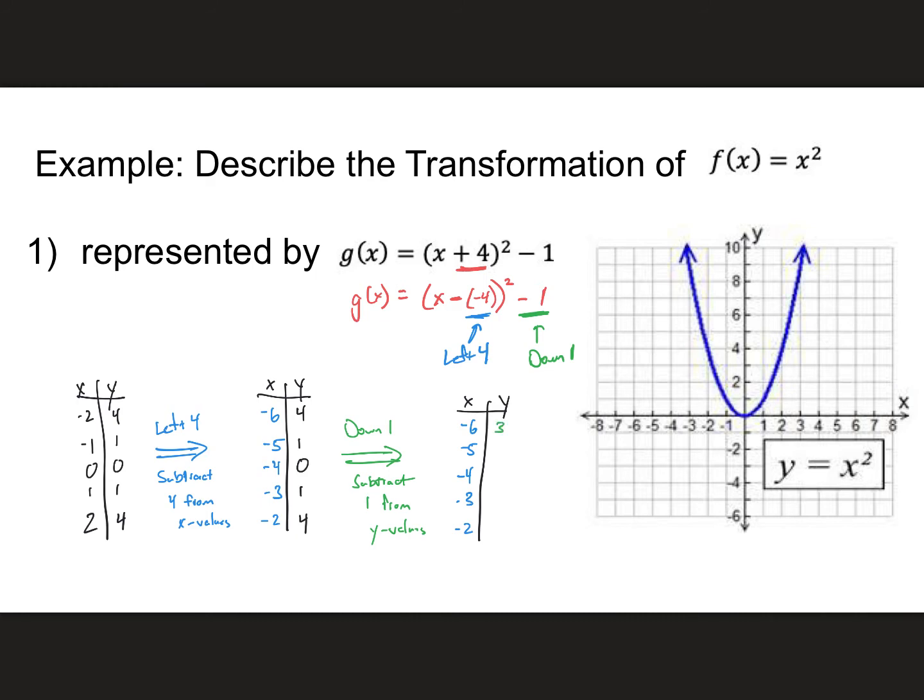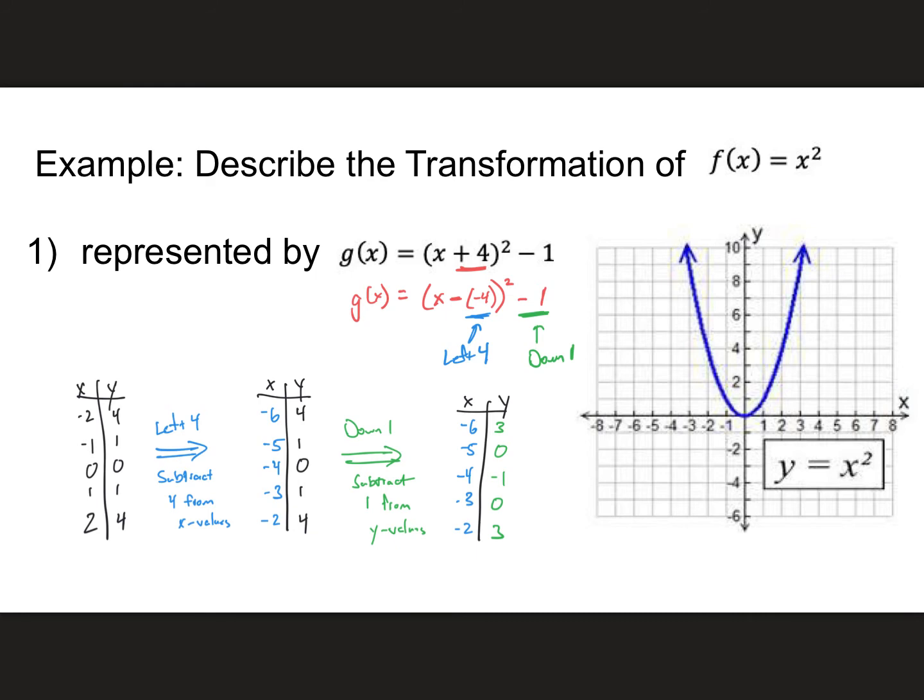So 4 minus 1 is 3. 1 minus 1 is 0. 0 minus 1 is -1. And I'll keep going from there, and I'll come up with this table of values. That should give me the new graph that I can just go right out here and plot.